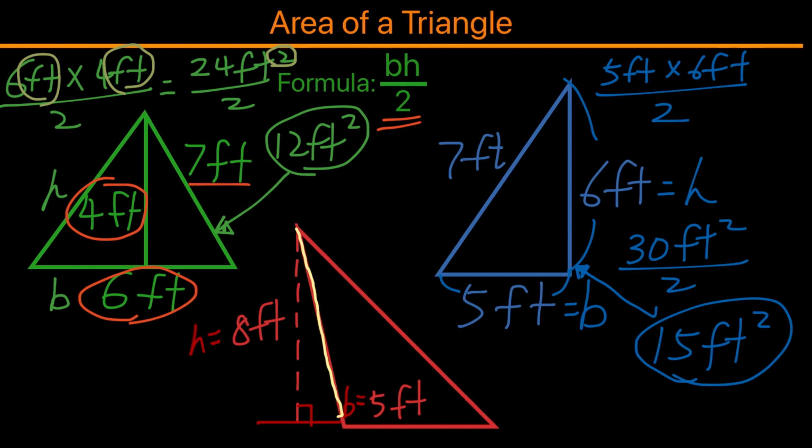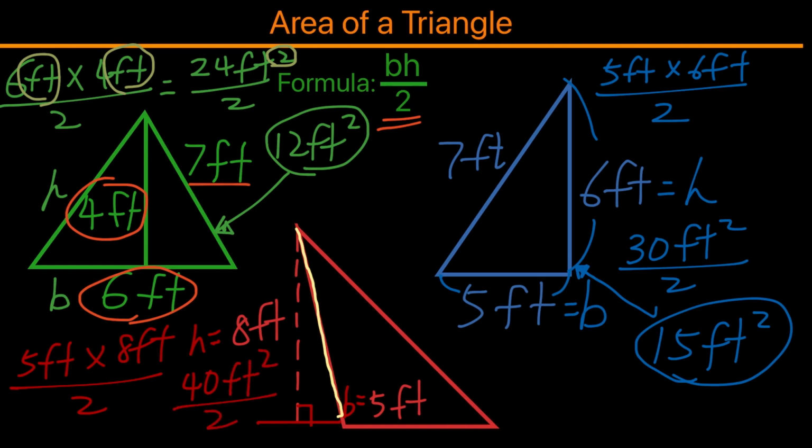So now that we have the base and the height, we're going to take 5 foot times 8 foot over 2. And that will give us 40 feet square over 2. And that ultimately becomes 20 feet square. So that would be the answer for the red triangle.